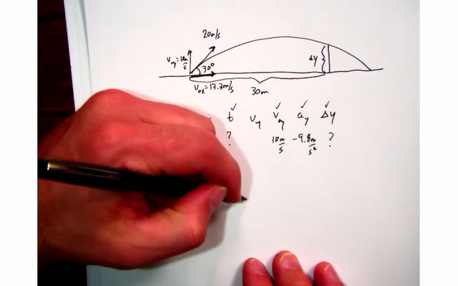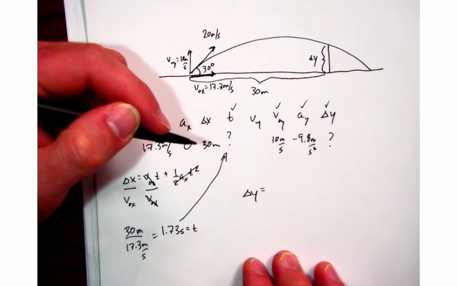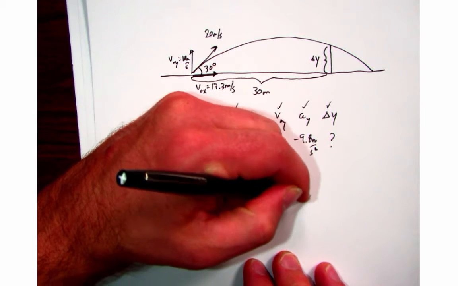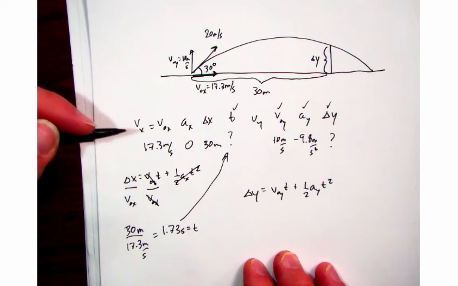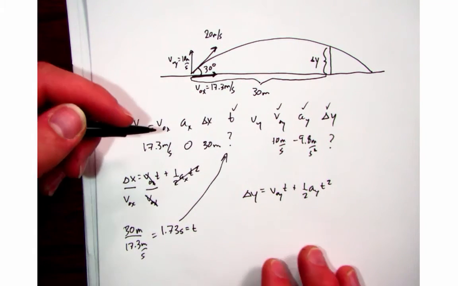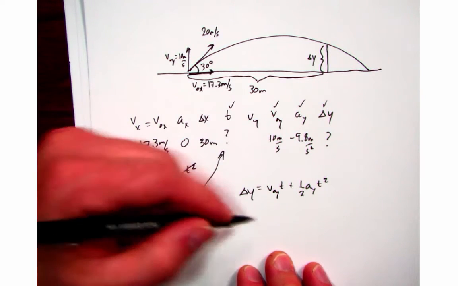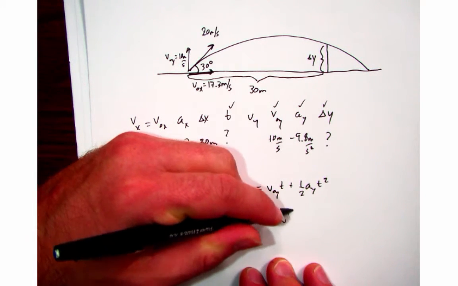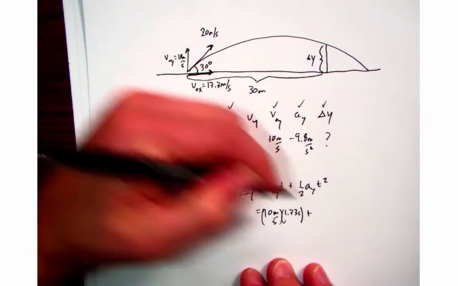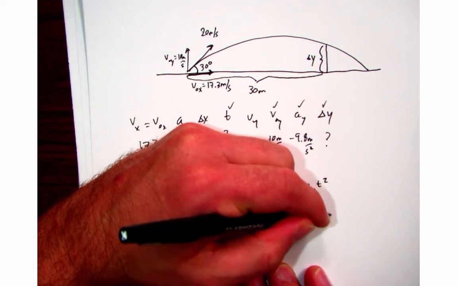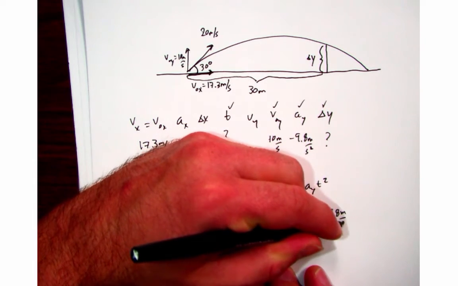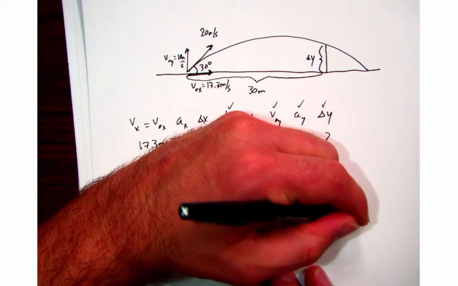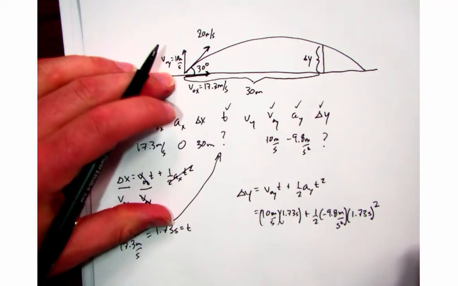Again, I'm going to use the same equation just with y's this time. And so that's delta y equals V naught y t plus 1/2 Ay t squared. Now nothing goes away, but I don't have to do any rearranging. I just have to plug the numbers in. So this is going to be 10 meters per second times 1.73 seconds plus 1/2 times negative 9.8 meters per second squared times 1.73 seconds squared. So I get my calculator out here.